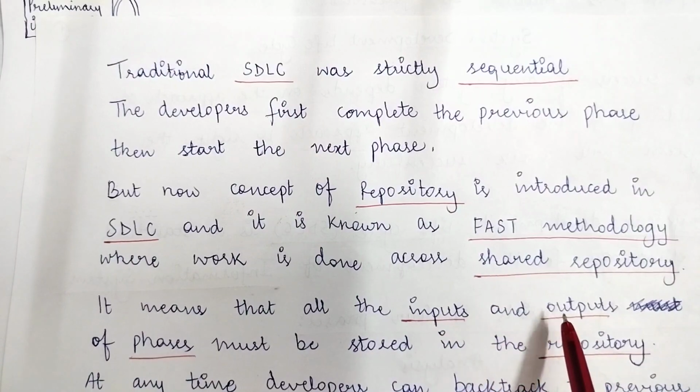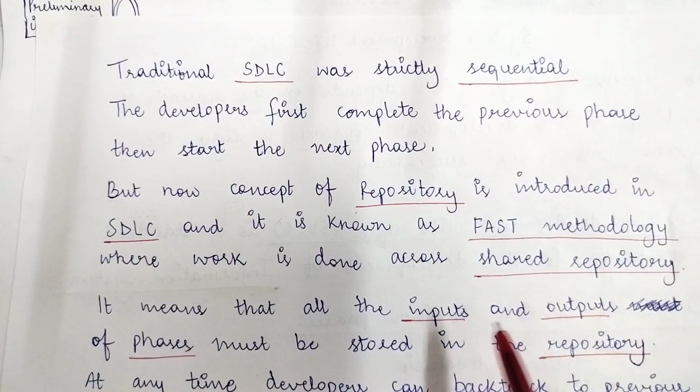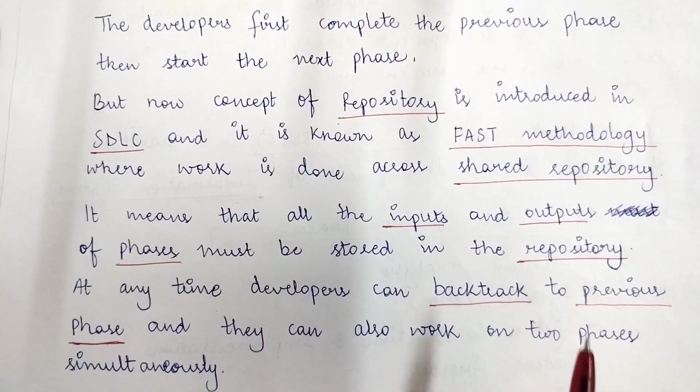Why? Because the inputs and outputs which earlier were supposed to be used immediately, or else you could have lost them, are now being stored in the repository. So the inputs and outputs of phases must be stored in the repository. And at any time, developers can backtrack to a previous phase, and they can also work on two phases simultaneously. Since there is no problem of losing the inputs and outputs, you always have them in the repositories. So the developers have the advantage of backtracking, or going back to the previous phase, and they can also work on two phases at the same time because of this shared repository, right?